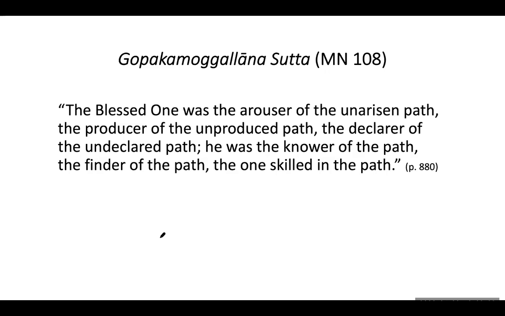In the Gopaka Moggallana Sutta, there is an expression like this. The Blessed One was the arouser of the unarisen path, the producer of the unproduced path, the declarer of the undeclared path. He was the knower of the path, the finder of the path, and the one skilled in the path. You can see the word path appears many times. And then what kind of path did the Buddha discover?